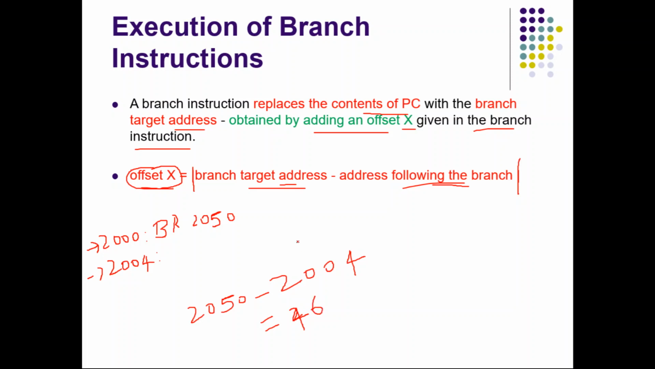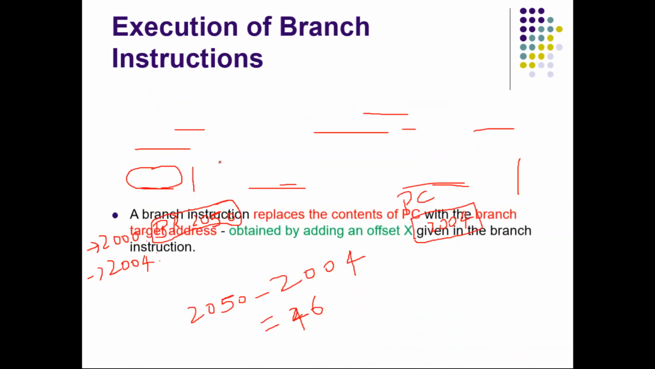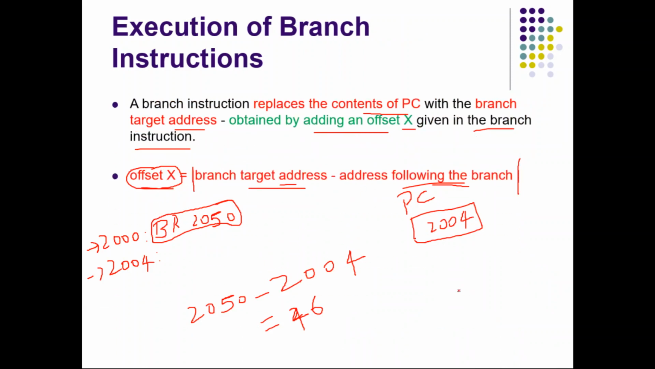Now how will you get the target address? While executing this instruction, PC will become 2004. Not only PC, Y in also will become 2004. Here if you see, the Z out goes to PC in and also to Y in. So the register Y is also 2004.